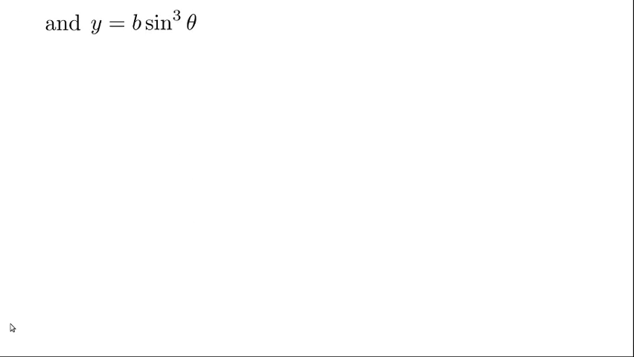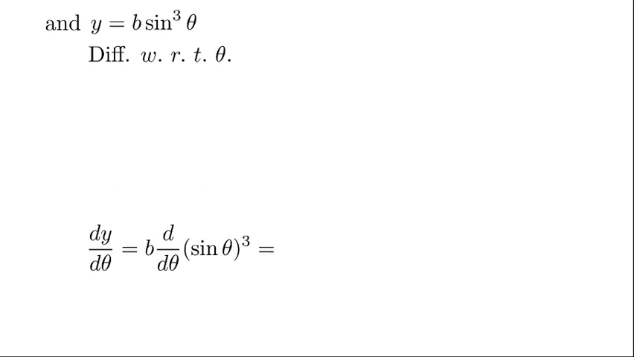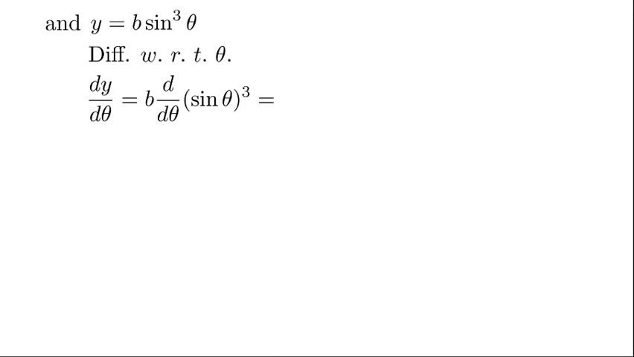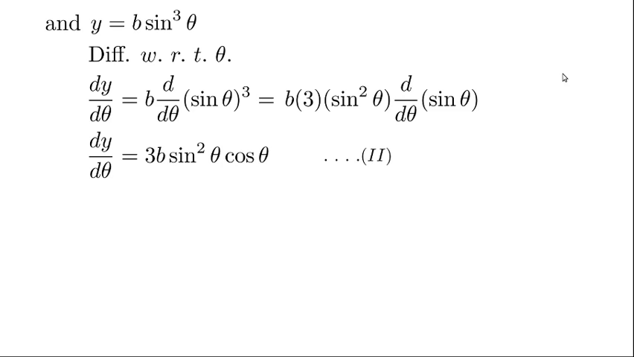y is b sin cube theta. Again differentiate with respect to theta. dy by d theta is b times d by d theta of sin theta the whole cube. And that becomes 3 sin square theta into derivative of sin theta. Therefore, dy by d theta is 3b sin square theta cos theta. Let us call it equation 2.